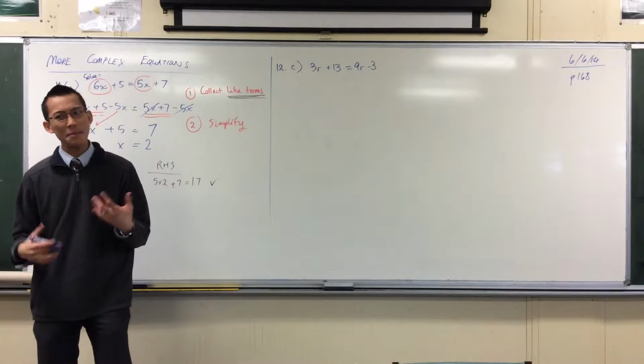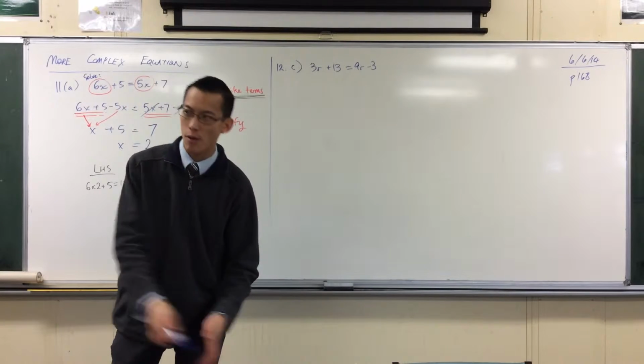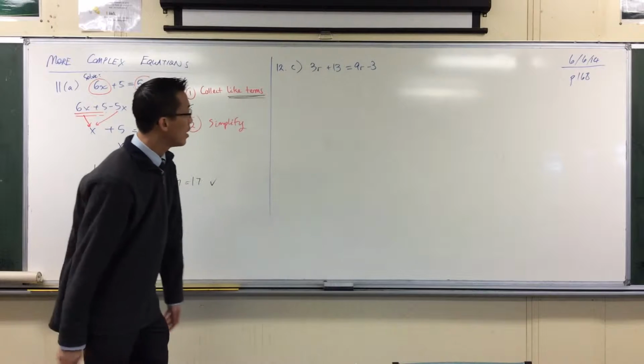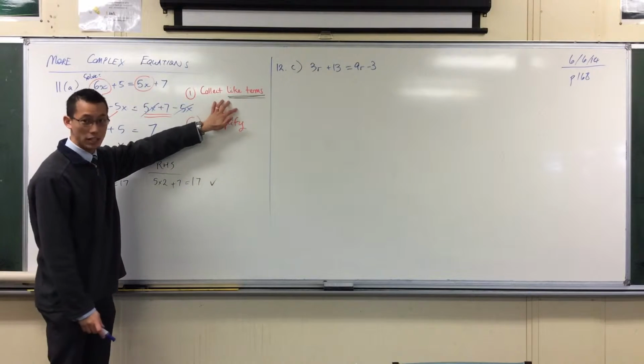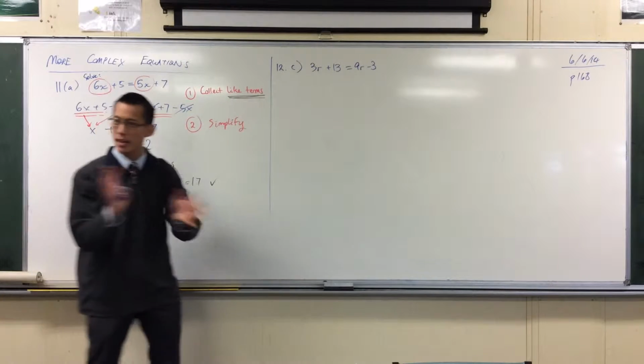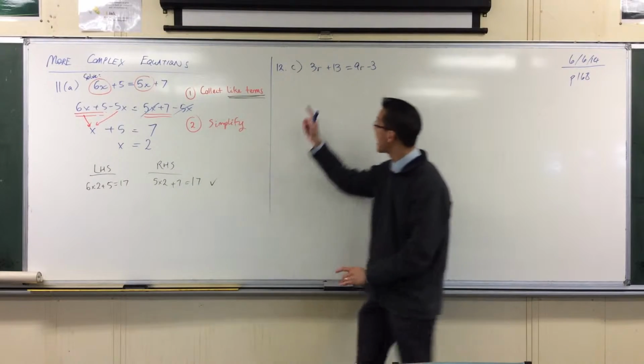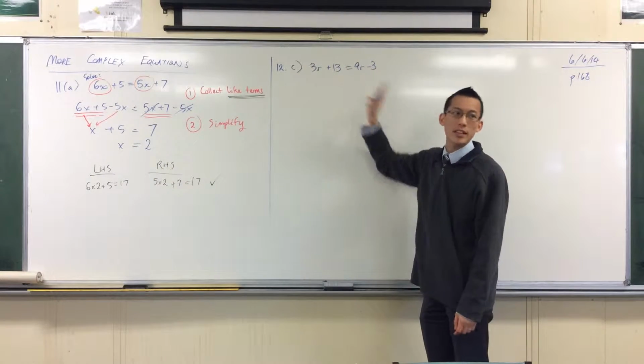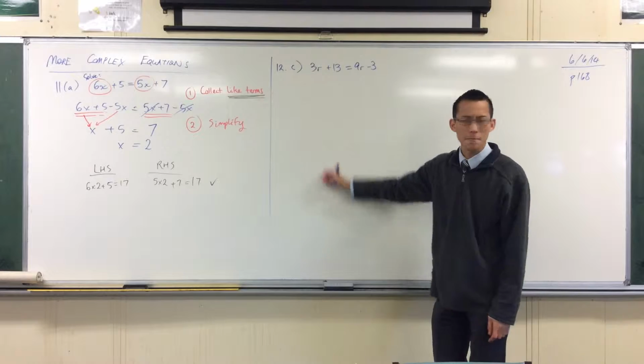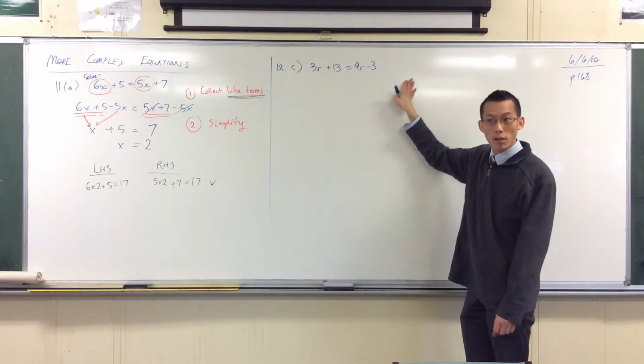Let's try the same kind of strategy we did before and see how it fares against a question like this, okay? The first thing we tried was to collect like terms, right? And we didn't just collect them anywhere. We wanted to collect the letters, the pronumerals. We wanted to collect them on the left-hand side, okay? So that means you've got to get rid of them all off the right-hand side.